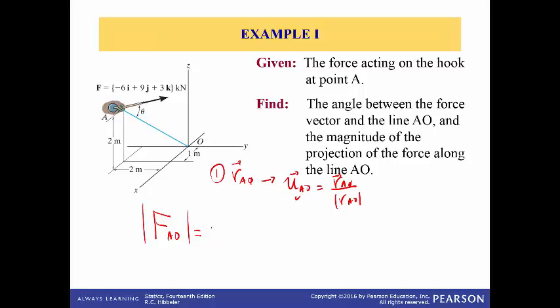we can do it in two ways, right? We can say that it's Fx UAOx plus Fy UAOy plus Fz UAOz. That is the magnitude. So that was the question, the magnitude of the projection along line AO. So basically that's the procedure.